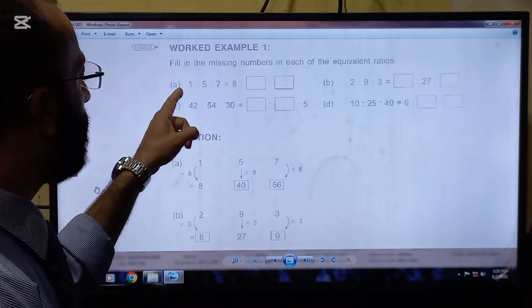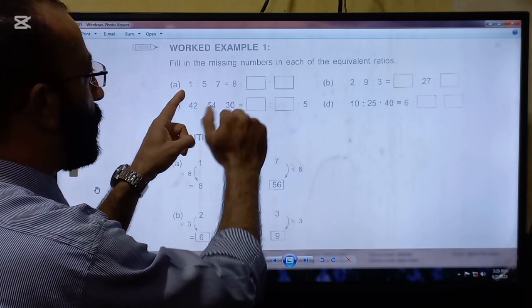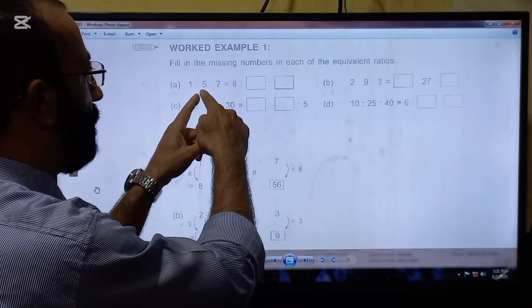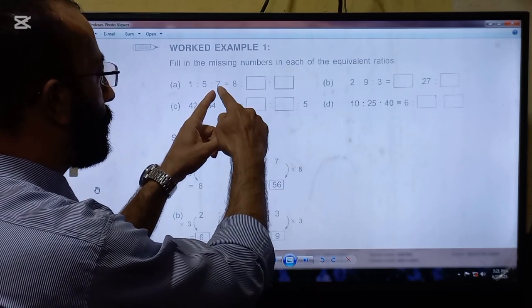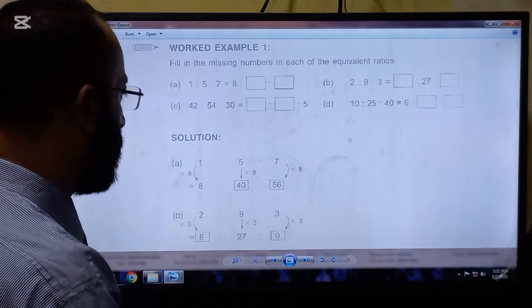So 1 will be multiplied by 8 to be equal to 8. So it means 1 multiplied by 8. So the rest of the values will also be multiplied by 8. So 5 8s are 40. And 7 8s are 56. So 40 and 56 will come here.